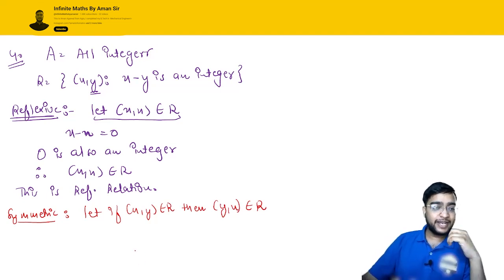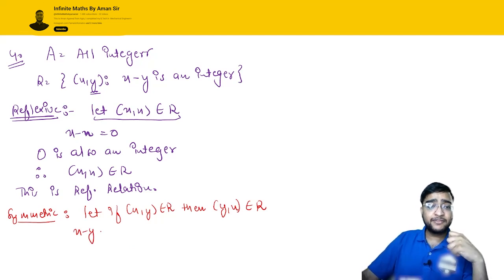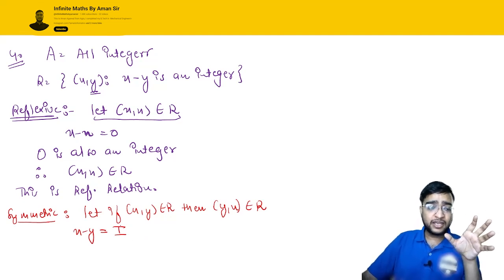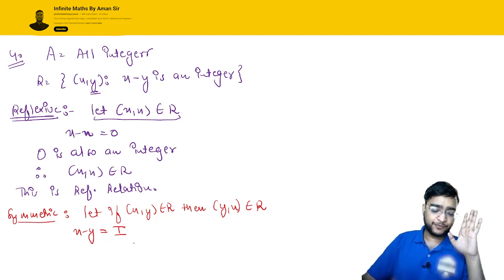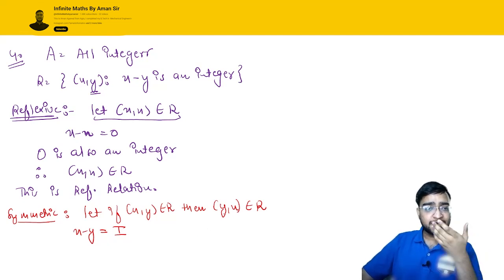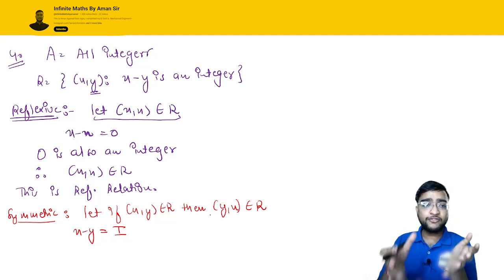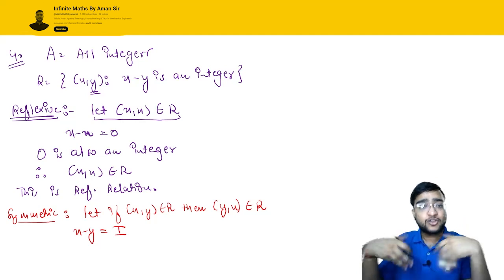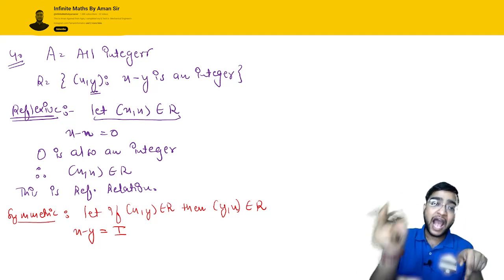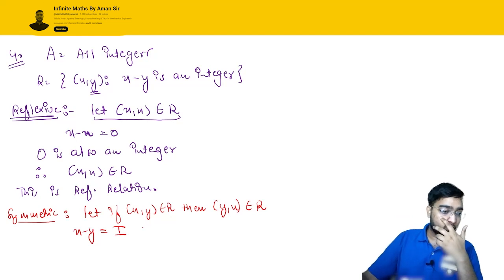Let's say if I take x minus y, I can say x minus y is an integer. So I can say x minus y is I, where I am just giving the integer as I. If I try to find y comma x, what I am trying to find is whether y minus x is also an integer. If this is the case, then you can say y comma x are also in my relation.